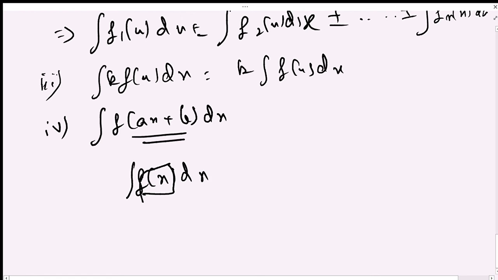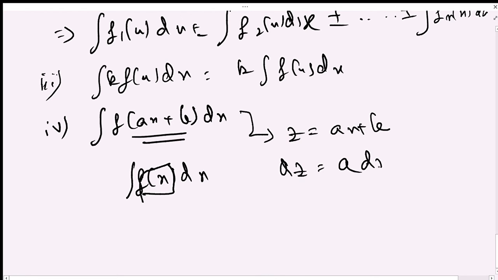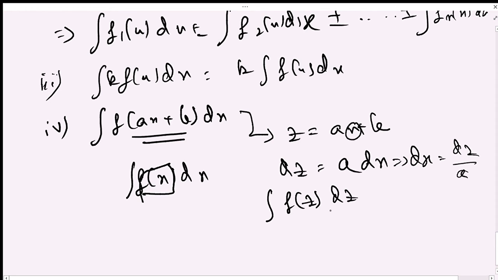Now we already know the method of substitution. So if we substitute ax plus b with z, then we will get dz equals a dx. Clear? So your dx becomes dz over a, and the function becomes f(z). The integration becomes the integral of f(z) dz, and here you have the constant 1 over a outside.